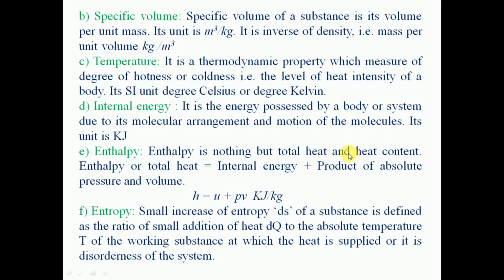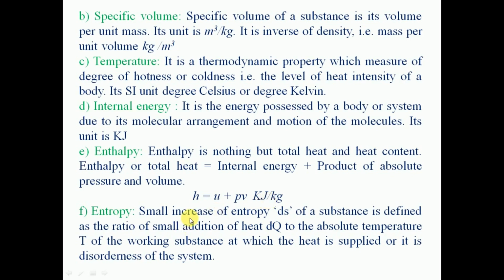It is called the total heat or the heat content. Enthalpy, or total heat, we can say is the internal energy plus the product of absolute pressure and volume. H is the notation for enthalpy, U is the internal energy, P is pressure, V is specific volume. That is expressed in terms of kilojoule per kg.